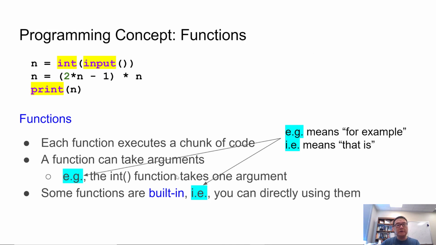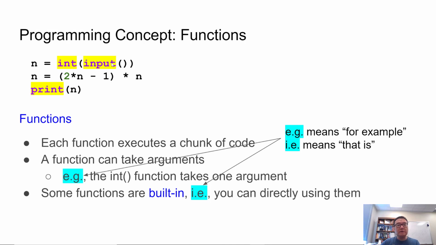And these three are known as the built-in functions. That means the code that they correspond to has already been written and included in the environment, so you can directly use them. You don't need to define them. You don't need to tell the computer what this function means. The Python language already defined it. The computer already knows. And a function can take arguments.